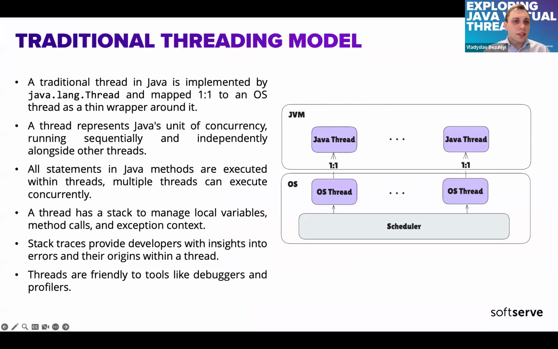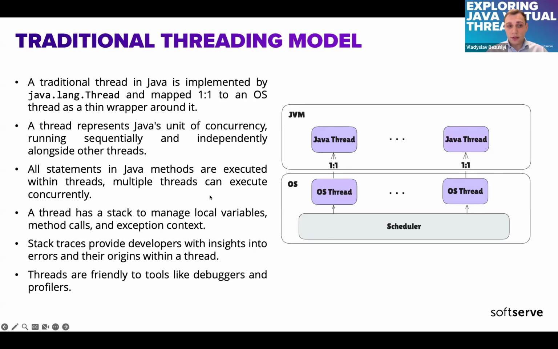So in the traditional threading model, a thread is implemented by a Thread class, and it's mapped one-to-one to an OS thread, which is an operating system thread. It's basically a thin wrapper around it. It's Java's unit of concurrency. It runs sequentially and independently alongside other threads. So all statements in Java methods are executed within threads.